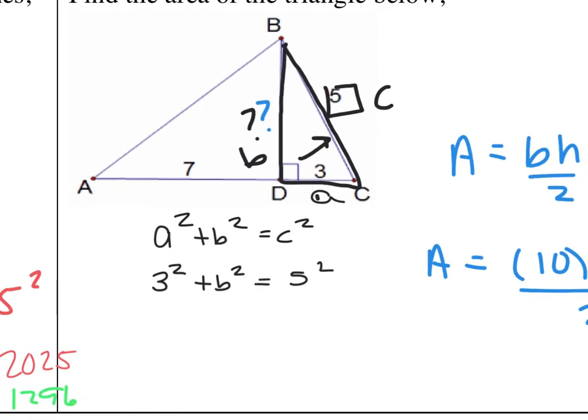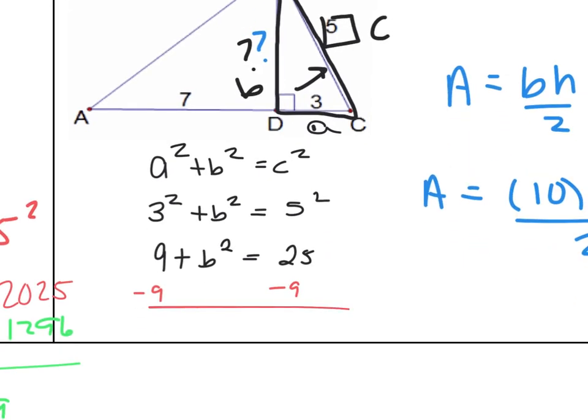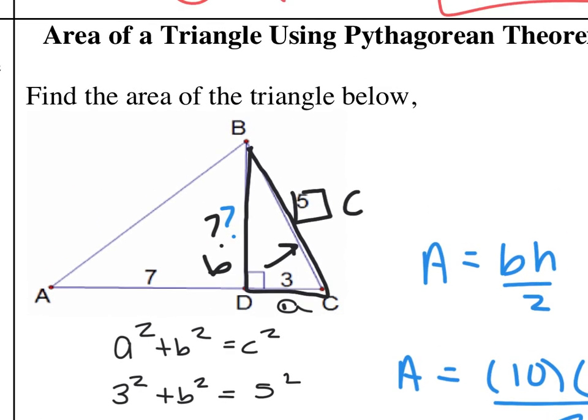What's 3 squared equal to? It's 9. Plus b squared equals 25. I need to get rid of my 9, so I subtract 9 from both sides. And I get b squared equals 16. My final step always is to take the square root, and I know the square root of 16 is 4. So b equals 4. That's telling me my height is 4.